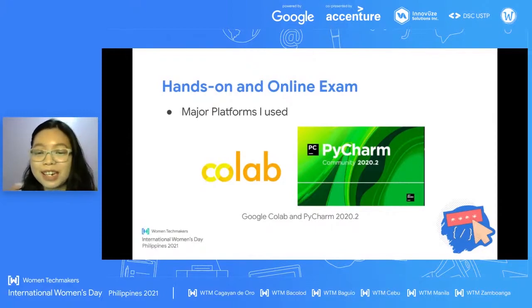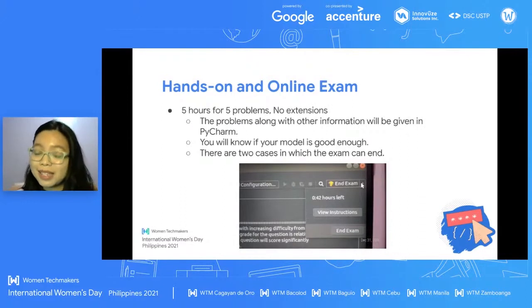So it's pretty nice, that case. It's hands-on, it's an online exam, and you can only have 5 hours for 5 problems. And of course, there's no extensions. The problems, along with the other information, which is enough to let you know what you have to do, will be given in the exam environment to be installed in PyCharm. So it's going to be installed there.